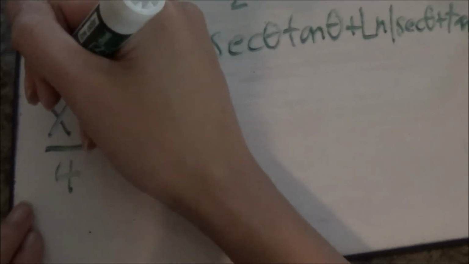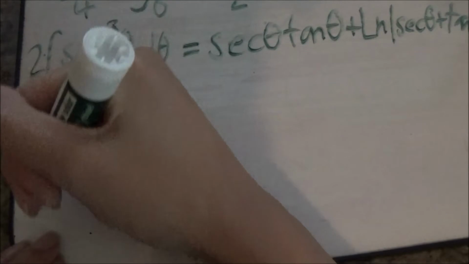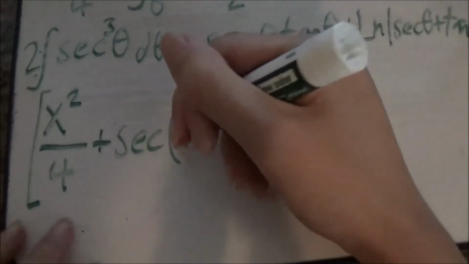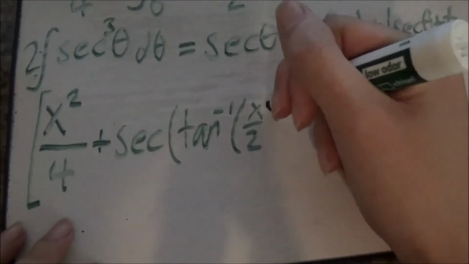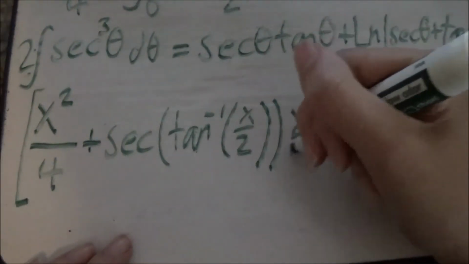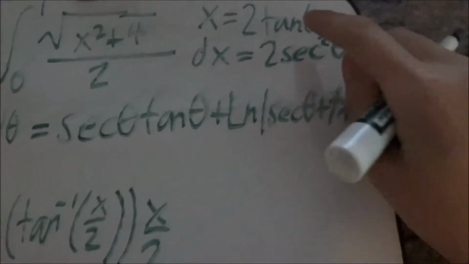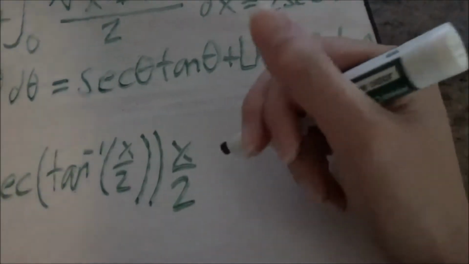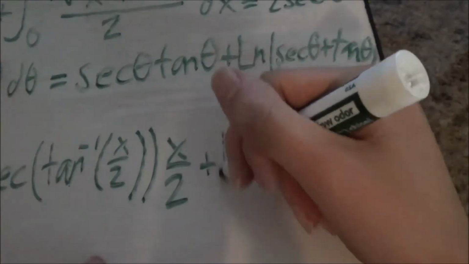That's right. This is a definite integral. God dang it. I really hate definite integrals. Okay, so this is plus secant of inverse tangent of x over 2 times tan theta, which is x over 2, because tan theta is x over 2, plus, oh dear God, this thing.